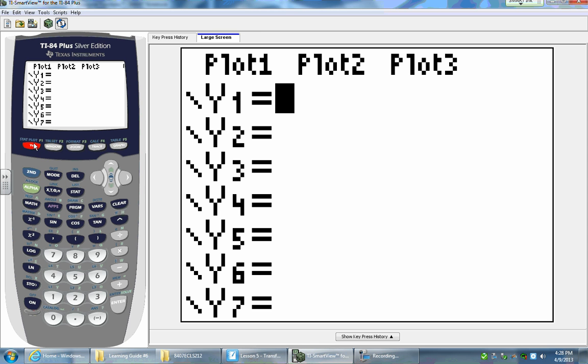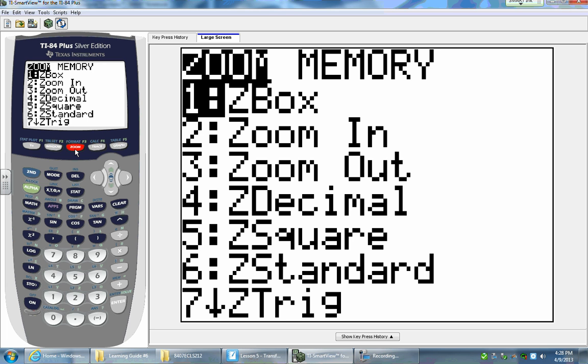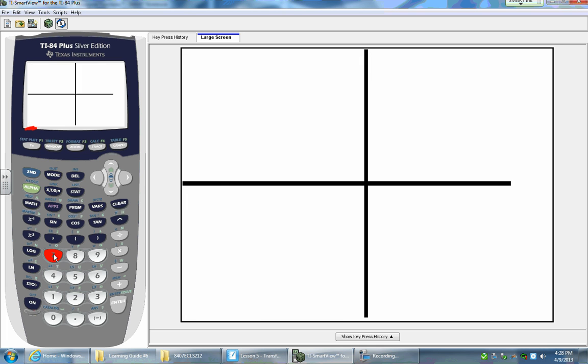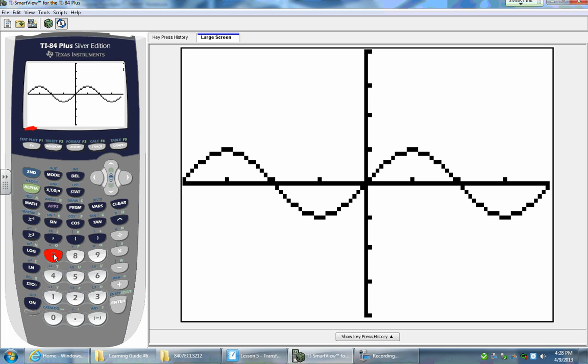Go into your y equals and plug in y is equal to sine of x. For your window, I like to use the zoom 7 trig standard. So go into your zoom window and select 7 for trig, and you're going to get a curve that looks like this. This is what we call a sinusoidal wave, and it's a wave because it models a wave pattern.